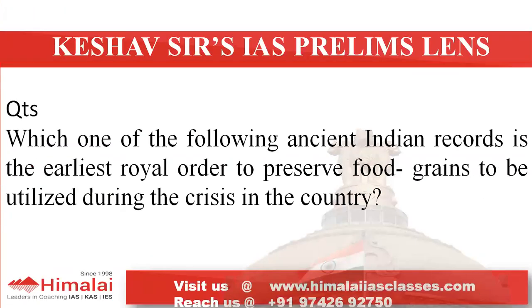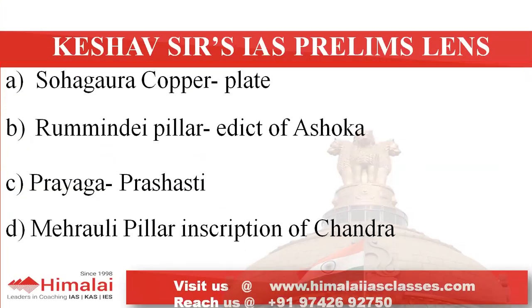Next question. Which one of the following ancient Indian records is the earliest royal order to preserve food grains to be utilized during the crisis in the country? From the question itself, you can make out it was a welfare state. It cared for the welfare of the people. Option A, Sohgaura copper plate. Option B, Rummindei pillar edict of Ashoka. Option C, Prayaga Prashasti. Option D, Mehrauli pillar inscription of Chandragupta Maurya. No, sorry, Chandragupta, the Gupta king.